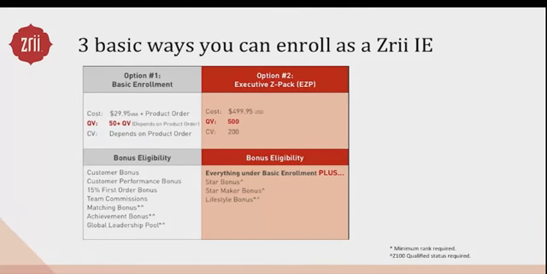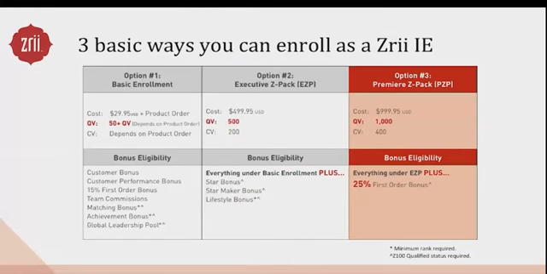If you enrolled with option number 1 or 2, the basic or EZP levels, the good news is that you can still unlock PZP status by accumulating 1,000 QV in personal product orders within your first 28 days as a Zrii independent executive. For the purposes of the Power of Two system, you'll want to enroll at or unlock the EZP or PZP levels, because this allows you to maximize the rewards and bonuses you can earn from Zrii.